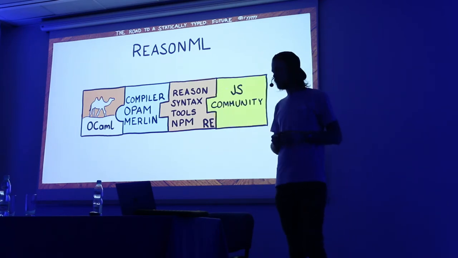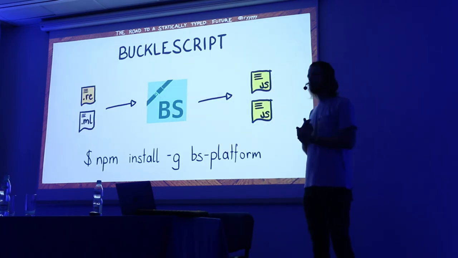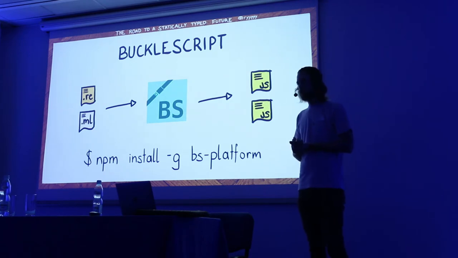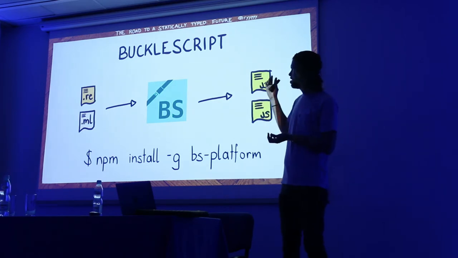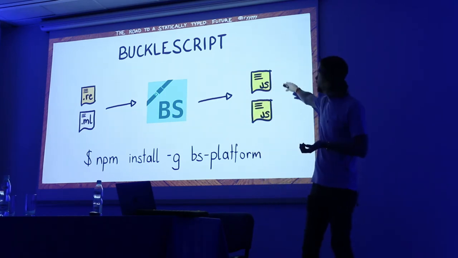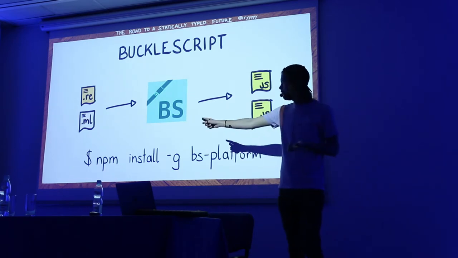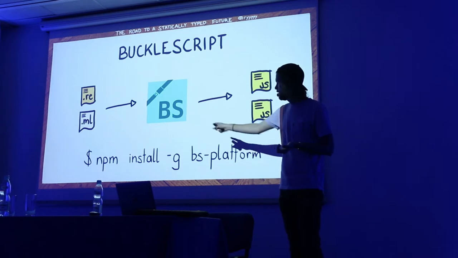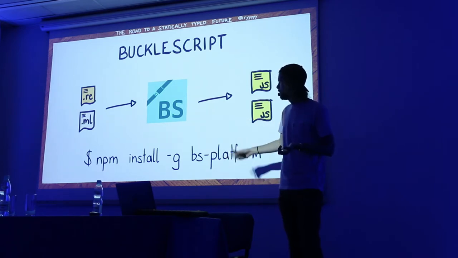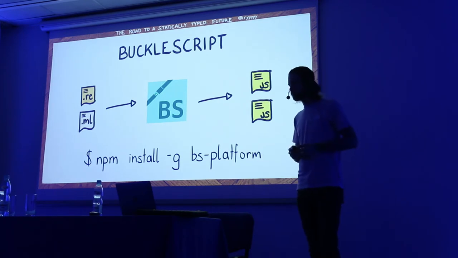So how do we do this JavaScript-y thing? How does OCaml do it? There's a tool called BuckleScript. It's developed by Bloomberg. It has been around for a while, but it really got popular through Reason, because it takes Reason files and OCaml files and transpiles them one-to-one to JavaScript files. And the tooling is available on npm, so you install the whole toolchain with npm install, that's it. And then you can run it and transpile OCaml out.